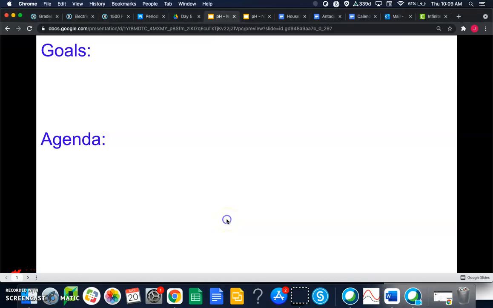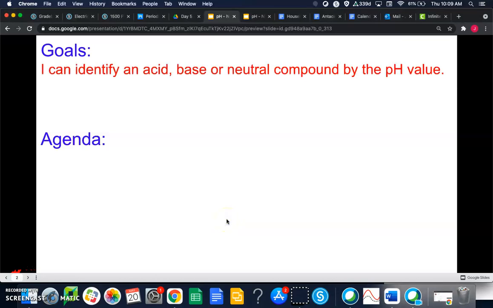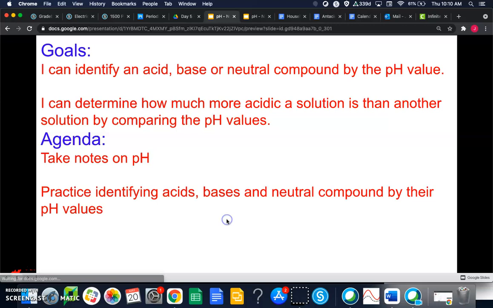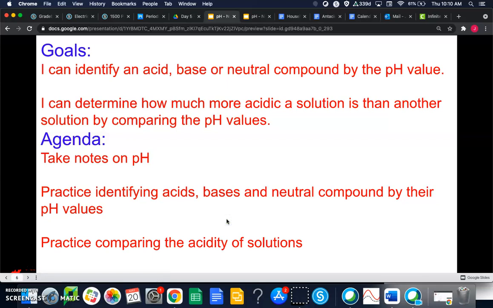Okay, folks, for today's lesson, our goal is that you can identify an acid, base, or neutral compound by the pH value. And then I want you to be able to determine how much more acidic one solution is than another by comparing the pH values of the solutions. So you're going to take some notes on pH. You're going to practice identifying acids, bases, and neutral compounds by their pH values. And then you're going to practice comparing the acidity of different solutions.